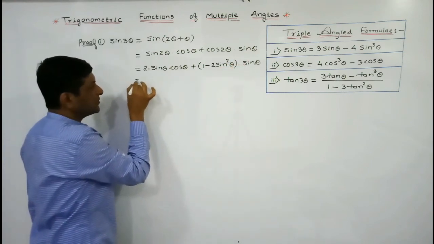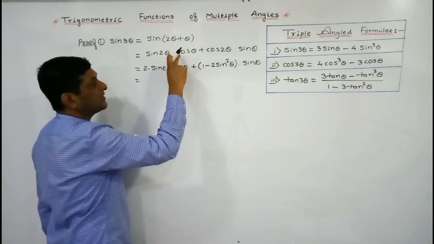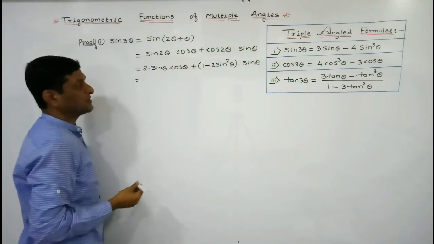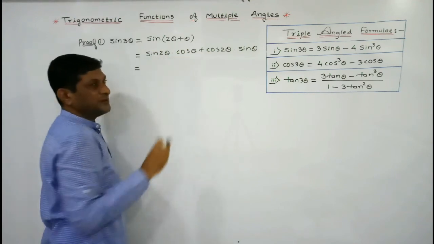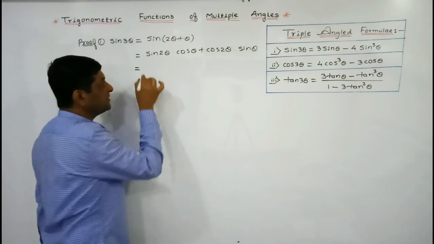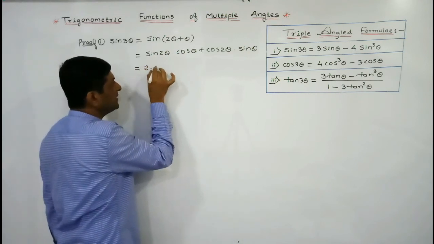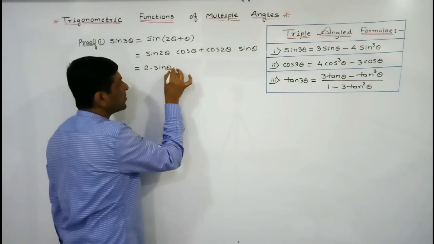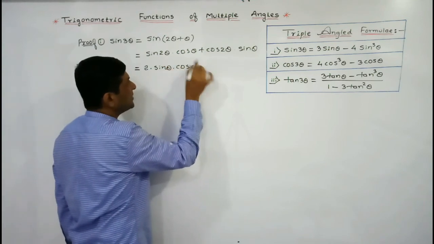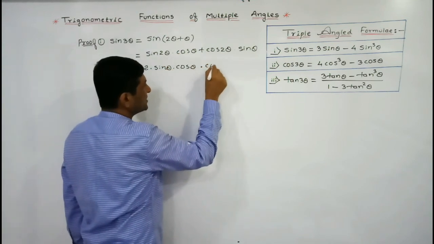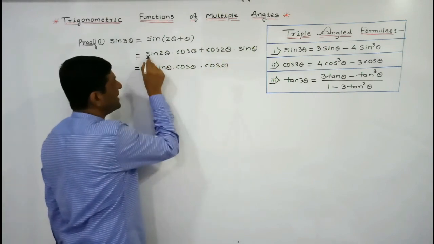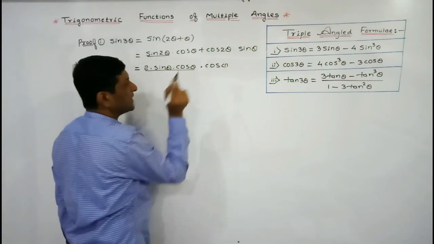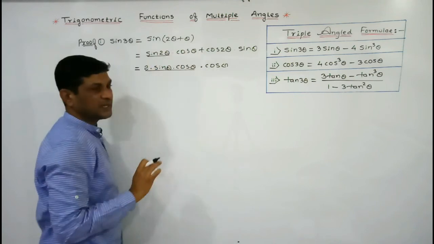So which is equal to, sorry, here we forgot to write what? Cos theta. Now substitute the value of sine 2 theta. What is the value of sine 2 theta? 2 sin theta into cos theta. Keep this cos theta as it is. Just we have substituted the value of sin 2 theta, which is equal to 2 sin theta into cos theta.